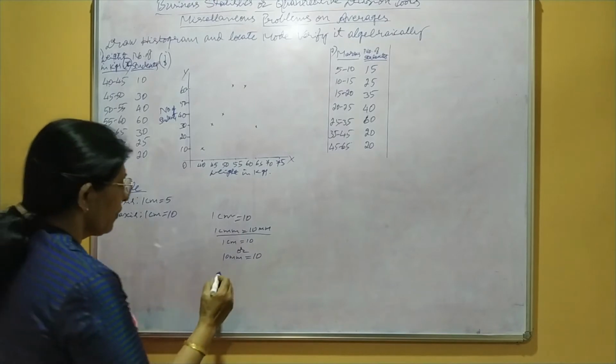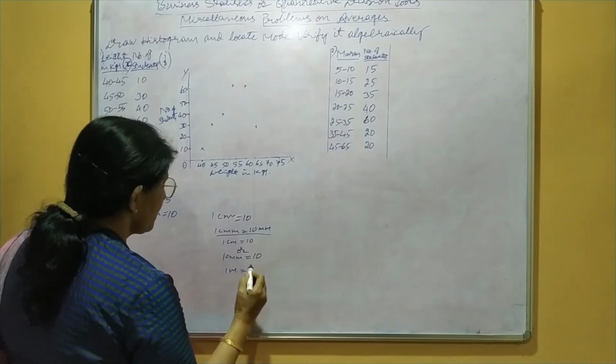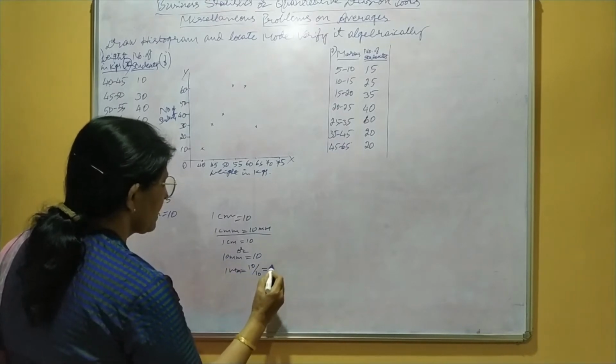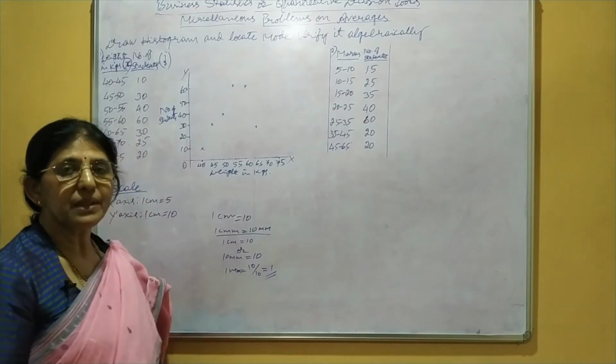Now for 1 millimeter, 10 divided by 10 millimeters means each millimeter counts 1.